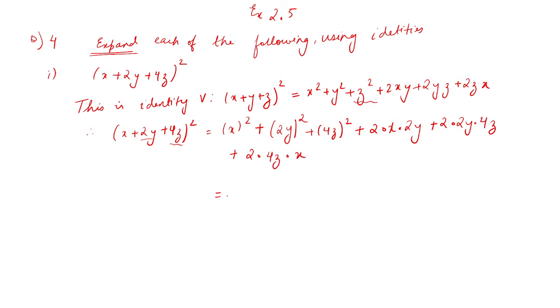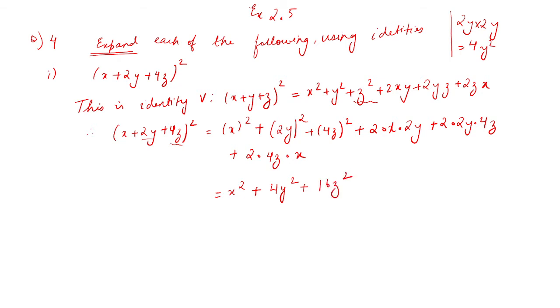So you expand it. x whole thing square is what? x square. (2y) the whole thing square is what? 4y square. What do we understand by (2y) the whole thing square? It's nothing but 2y into 2y. Clear? So you look at this. 2 into 2, 4. y into y, y square. Clear with this? Plus 4z square. (4z) square will be 16z square.